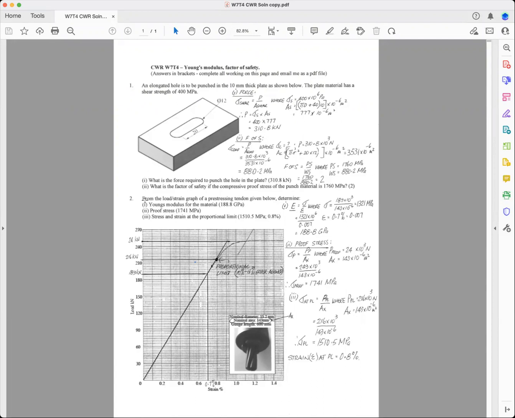Now, number 2, from the load strain graph of a pre-stressing tendon given below, determine the Young's modulus of the material. Now, let me explain what this graph is here. When they were building a shopping centre near our place, they had to use post-tensioning, pre-stressing, and this tendon here that you see here, they delivered the tendons in rolls. They were in coils, and that's why they have to have it as a cable, not as a solid material.